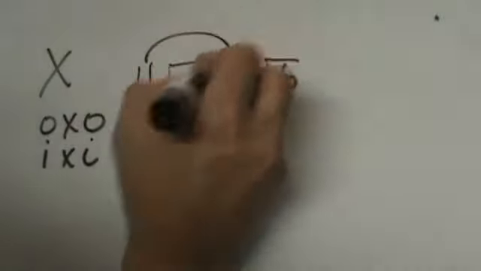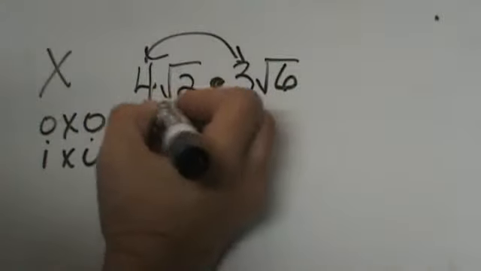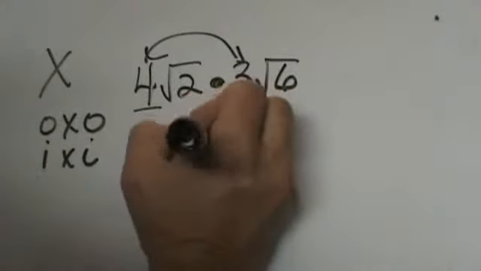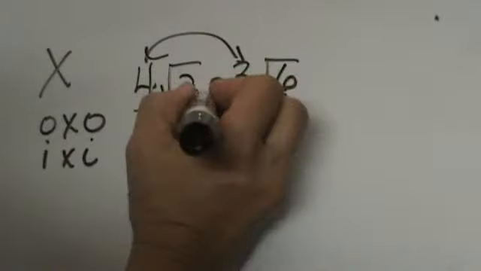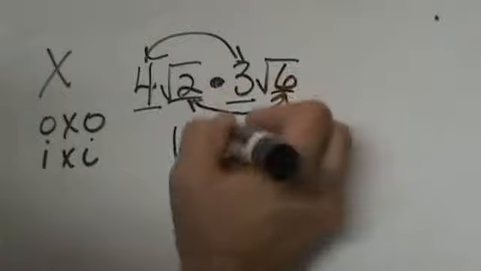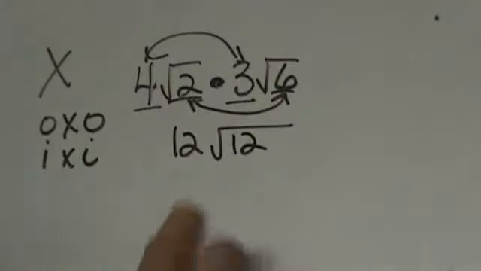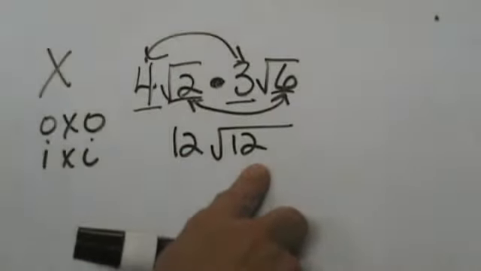We have 4 and 3 as our coefficients. So we multiply the outside times the outside, so that gives me 12. Okay, and now I'm going to multiply the inside. I have a 2 and I have a 6, so I'm going to multiply, that's also 12. Okay, I have 12 square roots of 12.